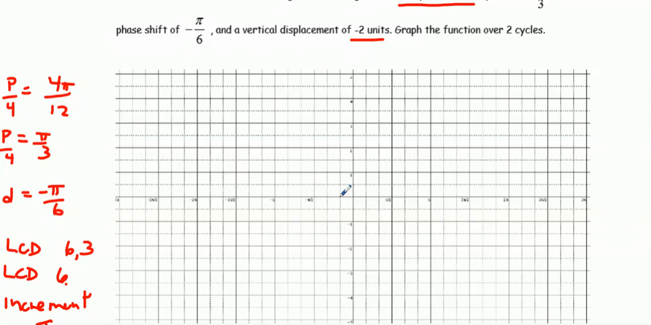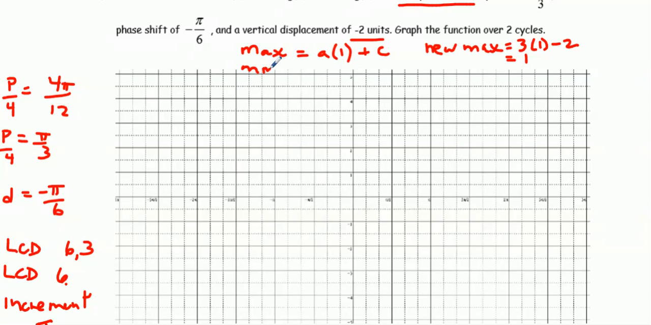And then I'm going to consider the amplitude and the vertical displacement. A helpful way of thinking about this is that instead of 1 and negative 1 for my max and my min, I'm going to take the max and multiply it by my a, my amplitude, which in this case I believe is 3, and then add my vertical displacement, which in this case is negative 2. So my new max is going to be 3 times 1 minus 2, which is 1.